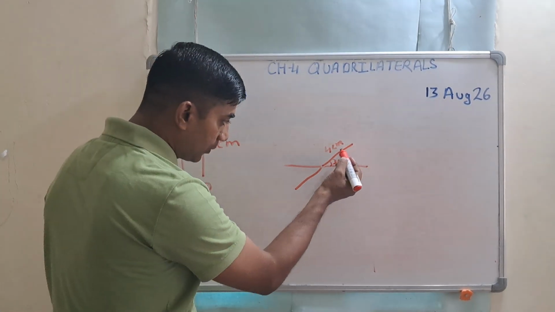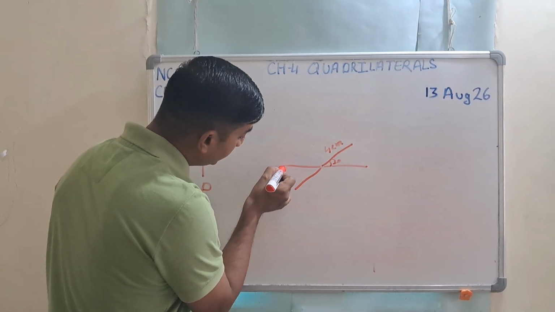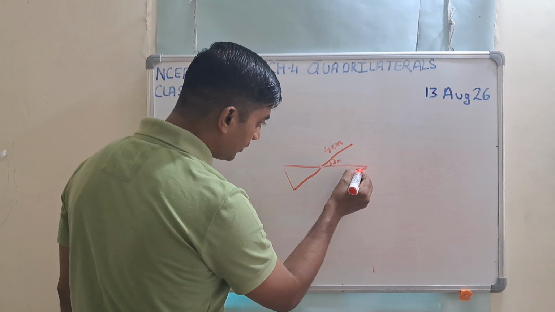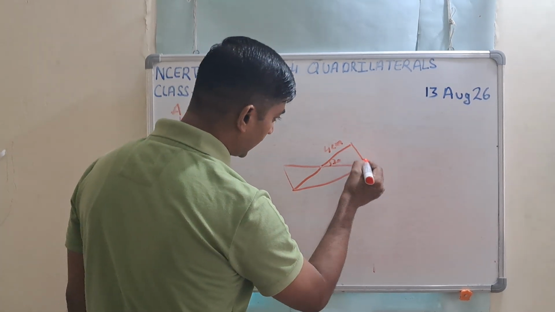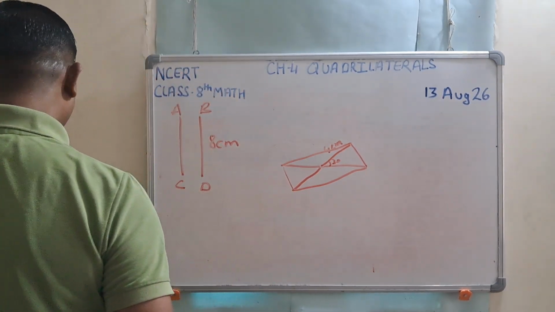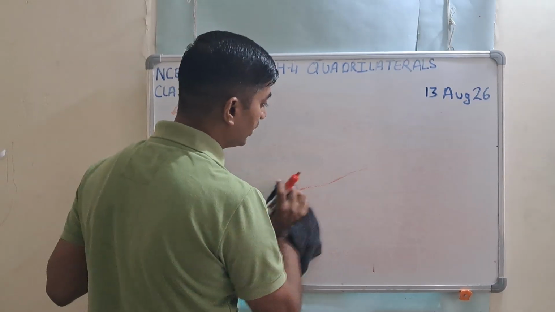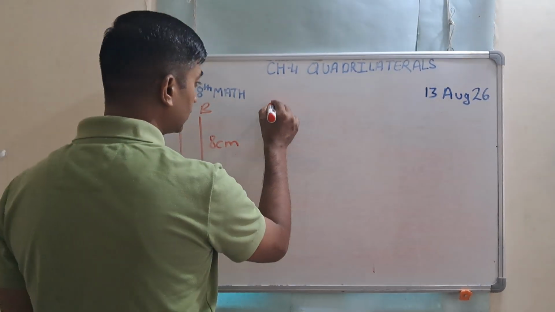And once you have completed this line segment, after that, with the help of your scale, simply join the end points. You will get the desired rectangle. So this is your first case, and this angle is 30 degree. In the same way, we will do the second exercise. Second exercise is 40 degree.